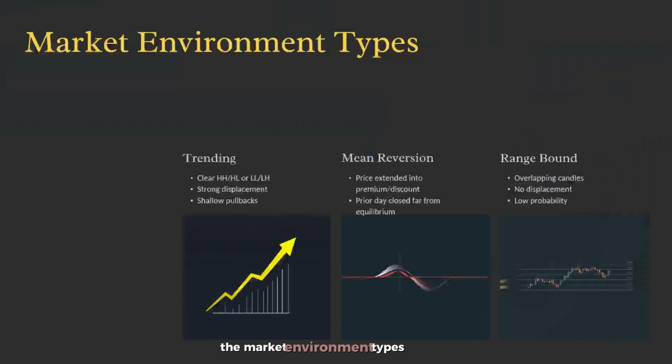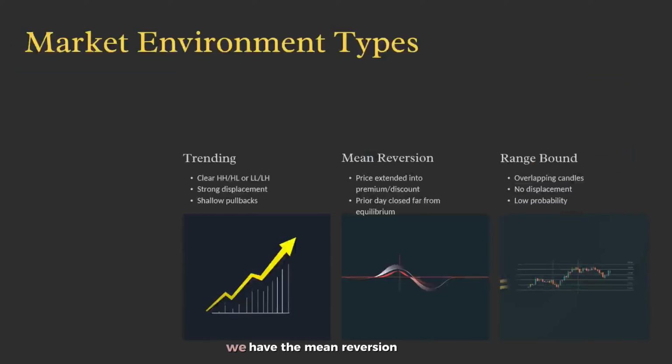The market environment types. Now we need to understand that the market has different ways it delivers its price. Number one, it can be trending. We have clear higher highs and higher lows, or lower lows and lower highs. They have to be very clear. Strong displacement, and we have shallow pullbacks.